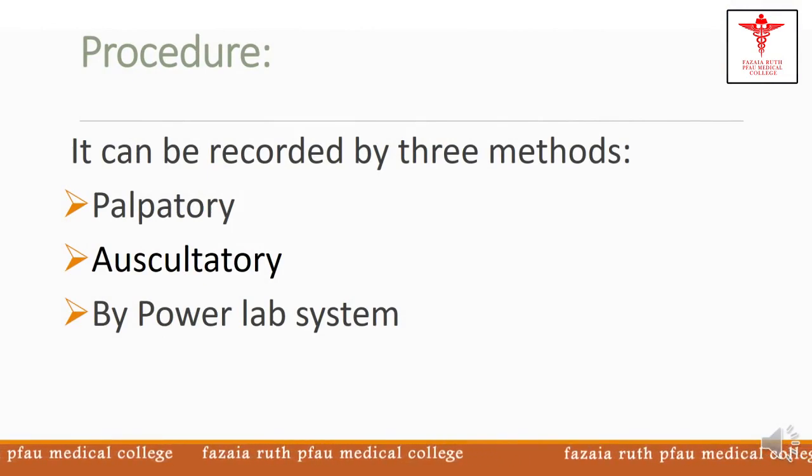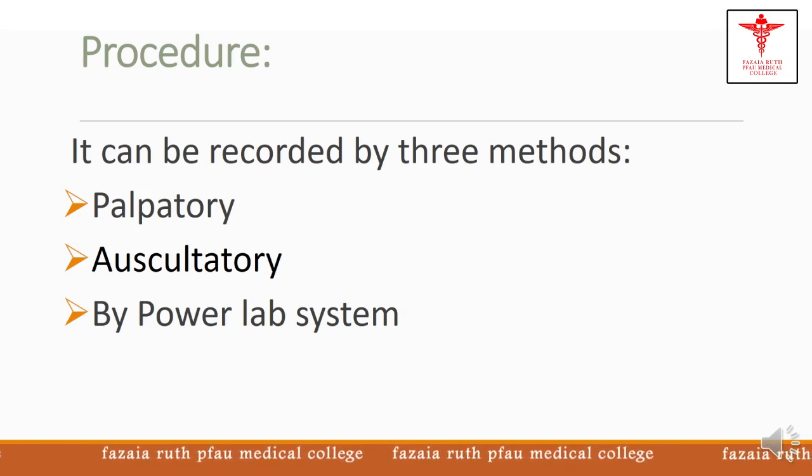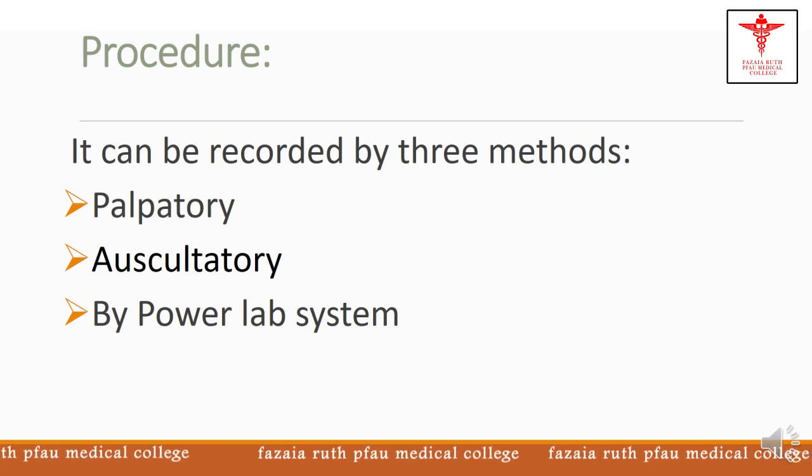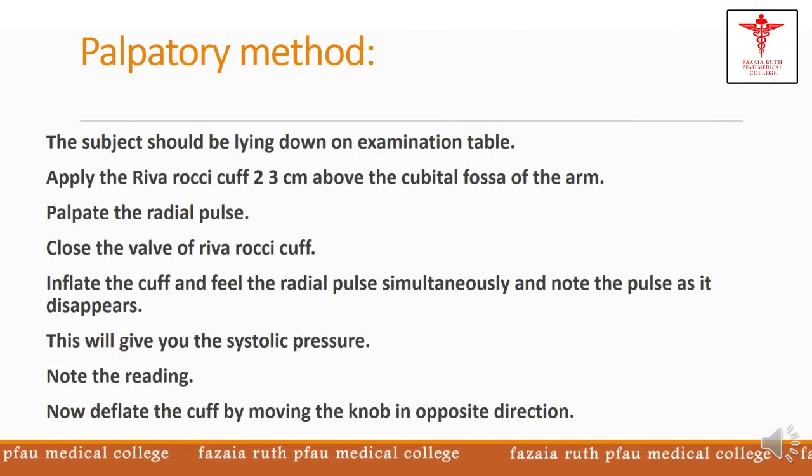The procedure for recording blood pressure is by three methods. We use the palpatory method, the auscultatory method, and the PowerLab system, but at the moment we are just going to record the blood pressure by the palpatory and auscultatory methods. The palpatory method is done when the subject is lying down on the examination table or sitting on the examination table.